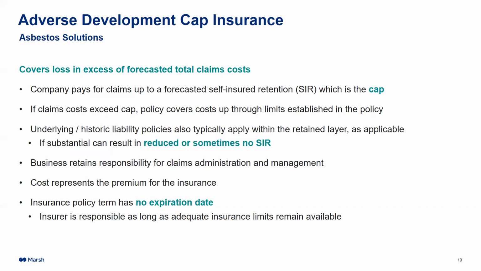Thanks, Jim. So two main solutions we're going to talk about today. The first is the adverse development cap, which is an insurance product. Essentially it's an insurance solution where you're looking at the attachment, which is really built around the forecasting done from your actuarial. So where do we think this is going to be? And that helps us establish an attachment or a self-insured retention. So anything under that attachment, you're going to keep. It's going to be business as usual. All of the costs and expenses underneath that self-insured retention attachment point, that's going to be yours.